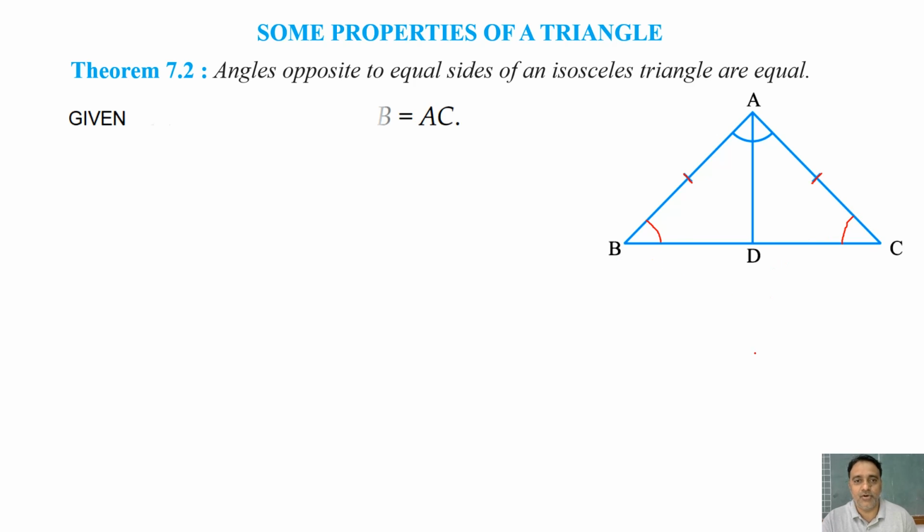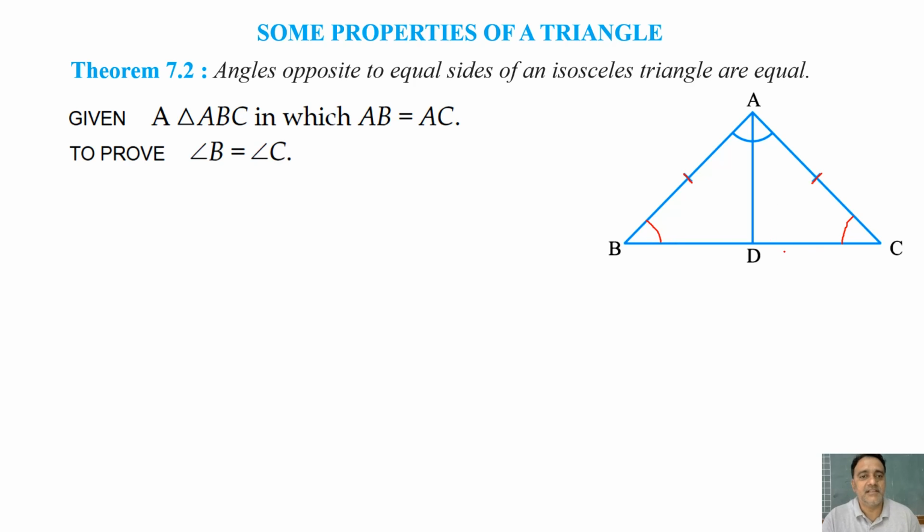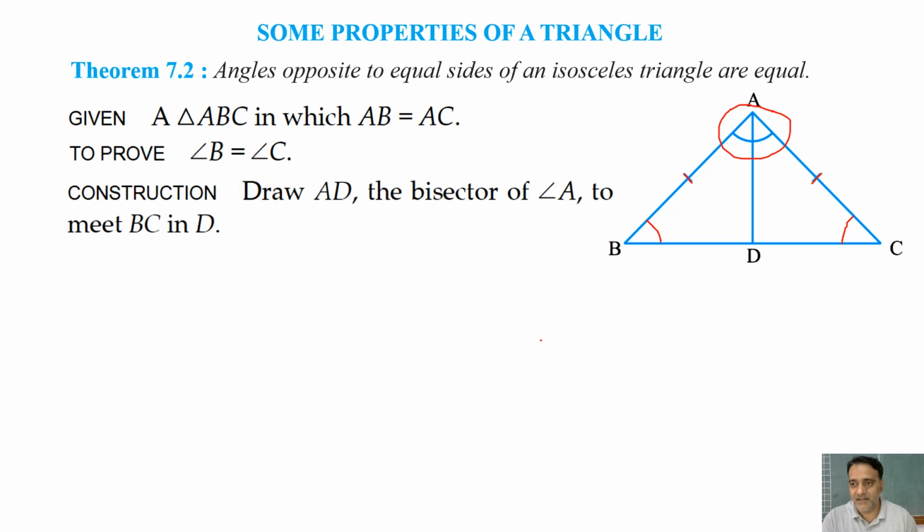ओके, सो कोई भी थ्योरम प्रूफ करते हैं तो उसमें स्टेप्स क्या होता है? गिवन, टू प्रूफ, if construction is there, then construction along with diagram, then proof. And this is the given part, and what we have to prove? Angle B is equal to angle C. And construction, we have to draw AD bisector of angle A. ठीक है? Now we have to show that these two triangles congruent. So proof कर रहे हैं हम लोग.